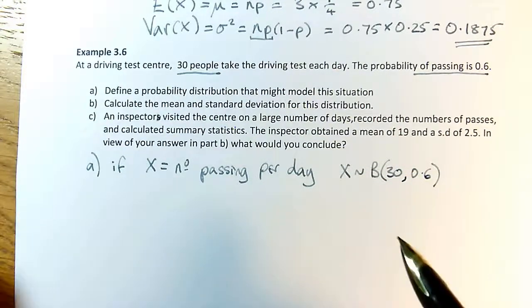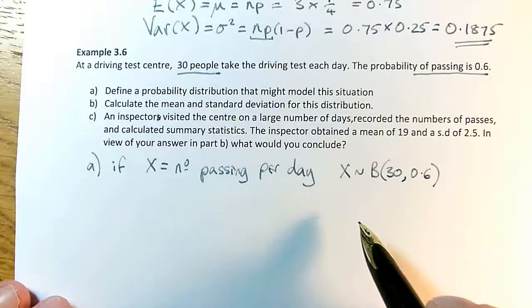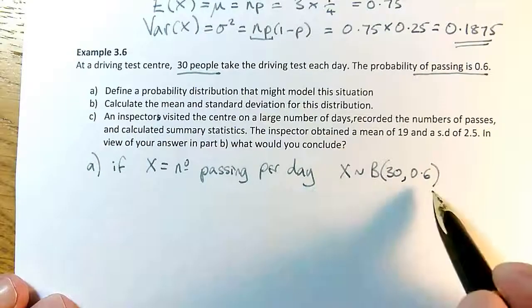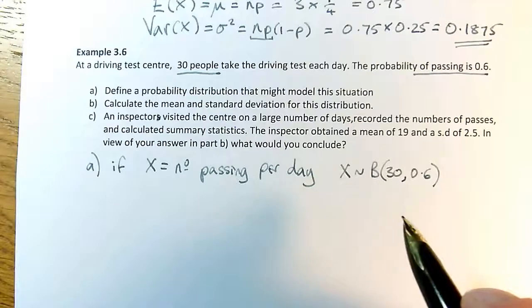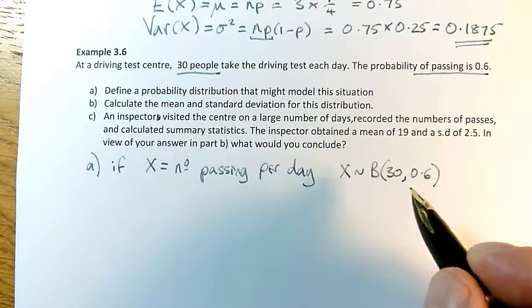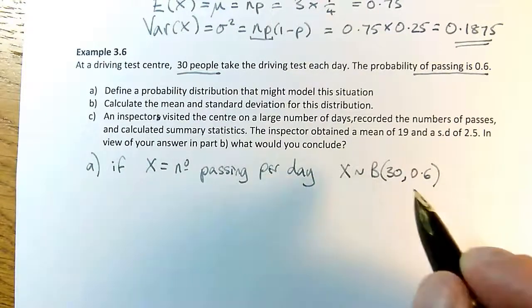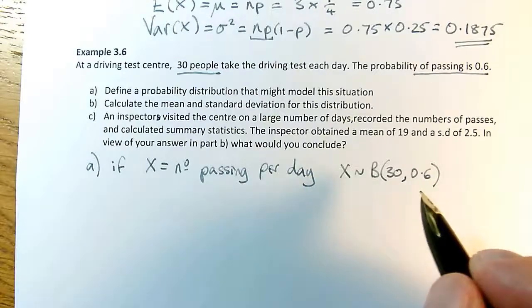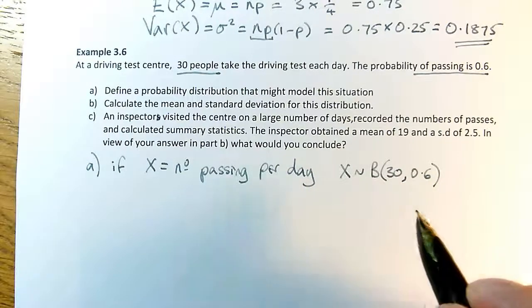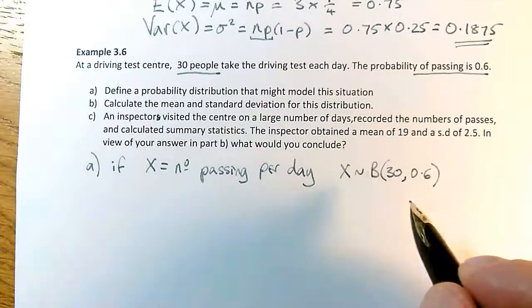So when they say define a probability distribution, or describe it, or name it, you give the symbols. You could write out in words it's a binomial with 30 trials and a probability of 0.6, but it's much more compact to write it this way. If you just say binomial, you won't get any marks. You've got to actually specify the parameters n and p as well.